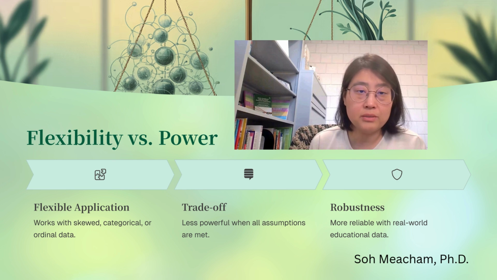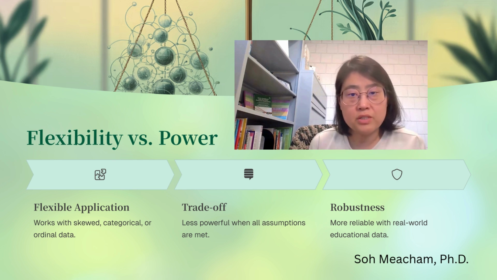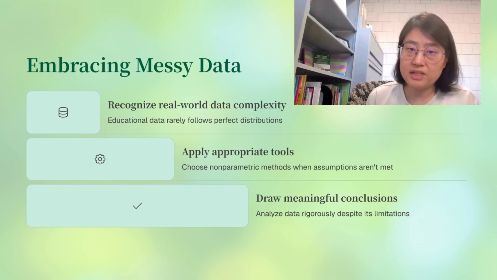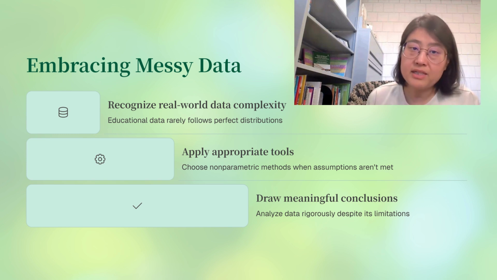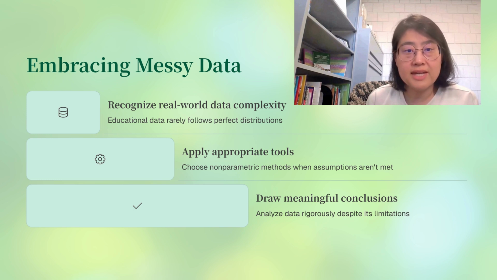They are less powerful than parametric tests when all assumptions are met, but they are far more robust in situations where data are skewed, categorical, ordinal, or limited in size. Remember, in educational contexts, we often deal with messy, real-world data that don't always fit the clean assumptions of normal distribution. Non-parametric statistics allow us to still analyze these data rigorously and meaningfully.